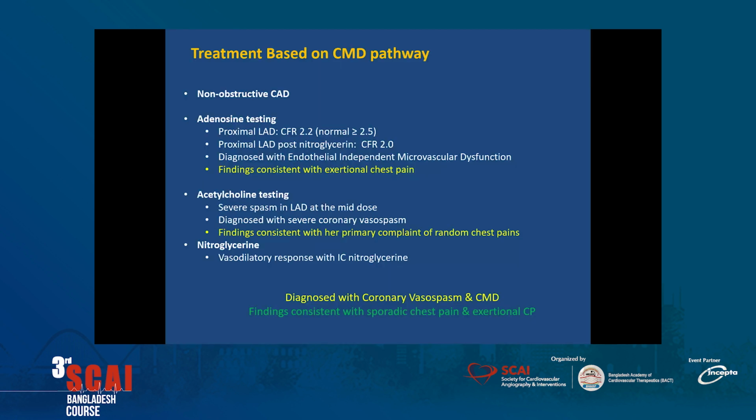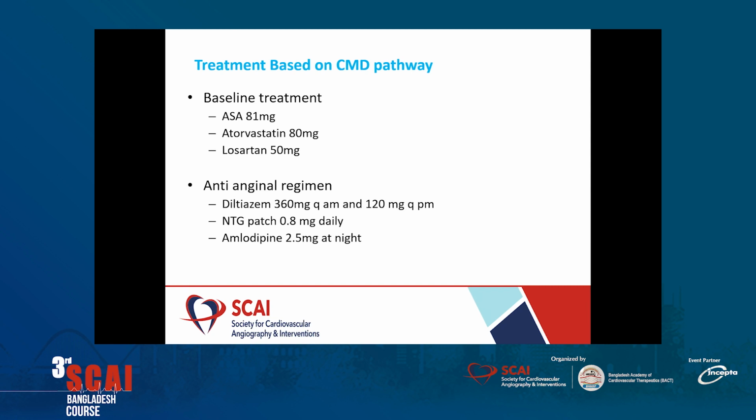So how did we treat this patient? There is no obstructive disease, and the CFR is abnormal in the proximal LAD before and after nitroglycerin. So that patient has exertional chest pain because of a vasodilatory problem. And this patient also has severe vasospasm because she is having random chest pain. So we gave baseline treatment of aspirin, atorvastatin, and losartan, and we also avoided beta blocker because she has both vasospastic angina and microvascular angina. So we treated with diltiazem, nitroglycerin, and amlodipine, and the patient has been chest pain free for almost 2 years.